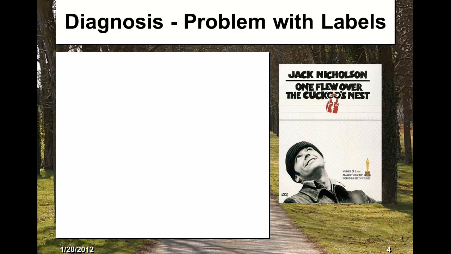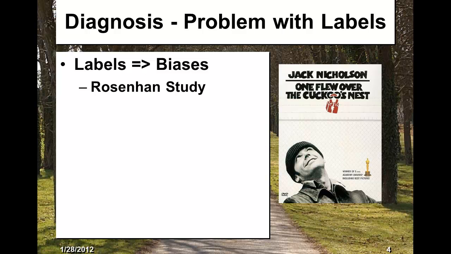There are some problems with just diagnosis in general, in particular the problem with labeling. So what happens if you get labeled with a particular psychiatric disorder? Well, there often come things like stereotypes or biases. And there was a particular study that was looking at whether labels can cause biases in the way that we perceive people by a guy named Rosenhan.